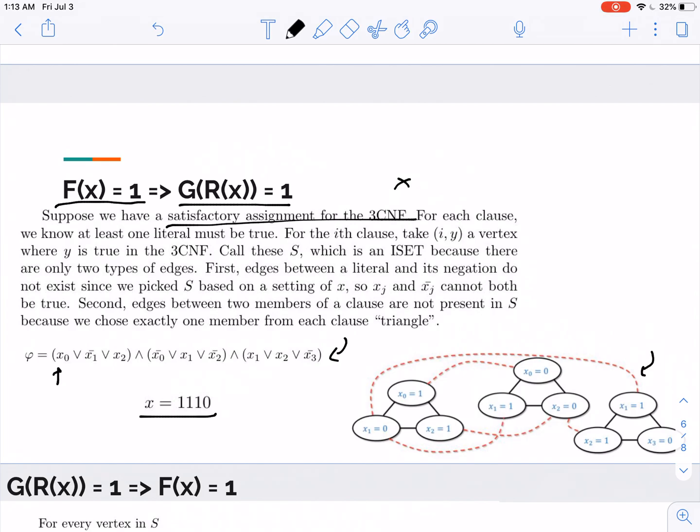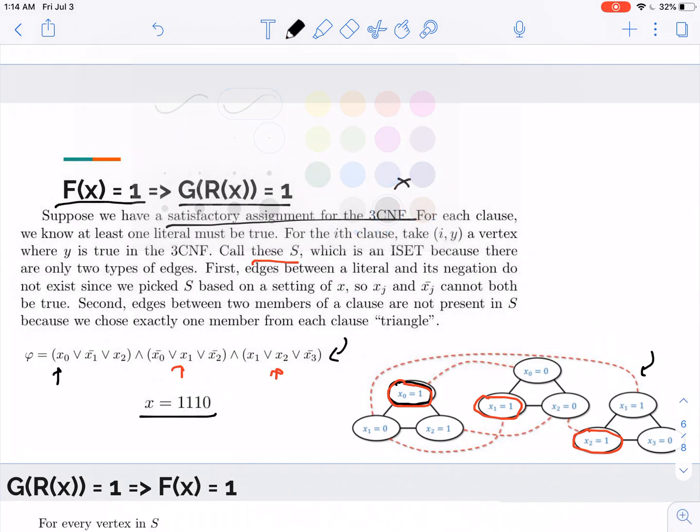Now we're going to take the vertex in the graph that corresponds to that literal. Here it's this vertex, and I'll use a different color, we're going to put that in the independent set. Here we'll take the one corresponding to x1, and there we're going to take the one corresponding to x2, and we'll put that in. I claim that this is going to form an independent set. We'll call this set S. Now, how do we know that this is an independent set?